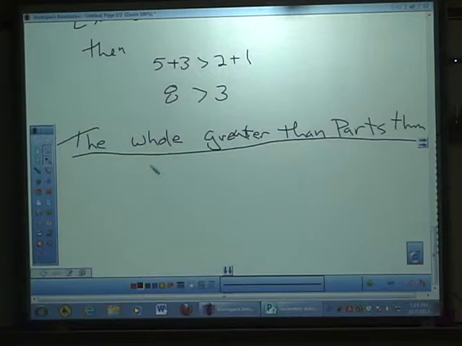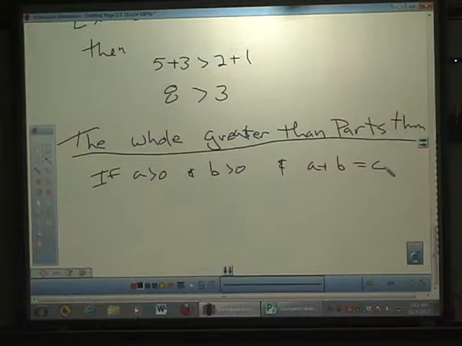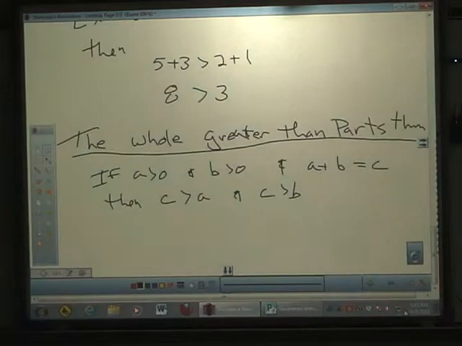If A is greater than zero and B is greater than zero and A plus B is equal to C. So you've got two non-negative values, and they add up to this other value. Then the thing they add up to has to be greater than either of them. Think of it this way. A whole pizza is bigger than each of its pieces.